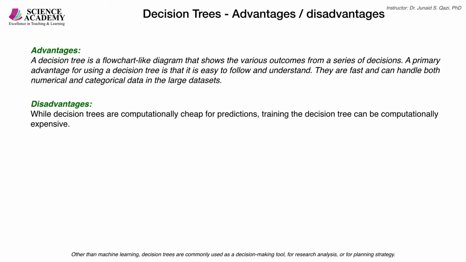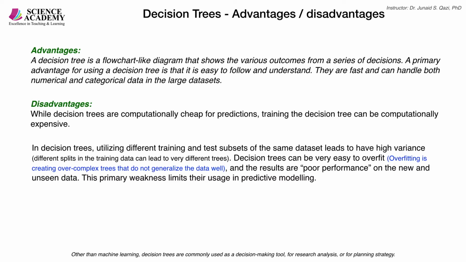There are some disadvantages associated with decision trees. Although decision trees are computationally cheaper for predictions, they can be computationally expensive while training. In decision trees, utilizing different training and test subsets of the same dataset leads to high variance.